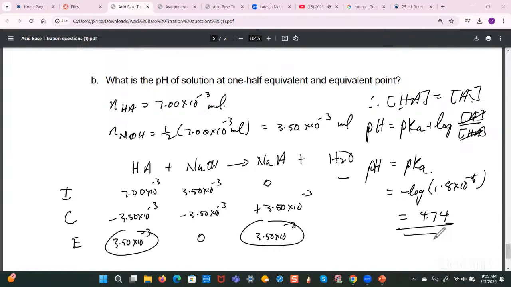And this is true generally for any titration halfway to the equivalence point. The pH that you would measure at that point is going to be equal to the pKa.